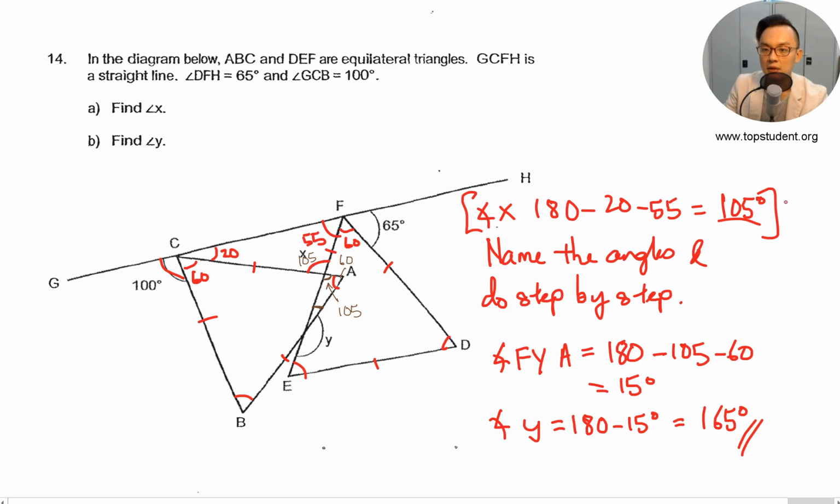Okay, so that's the answer for both of them. So for angle X, I want you to name the angles and do it step by step and make sure you know how to do it.